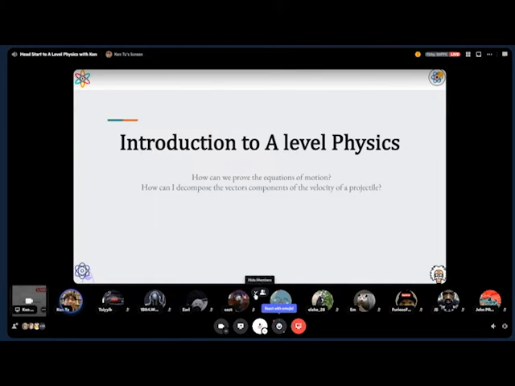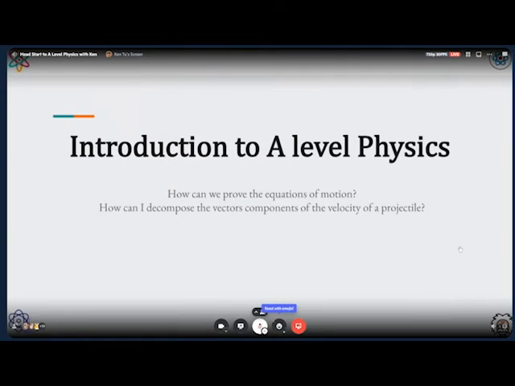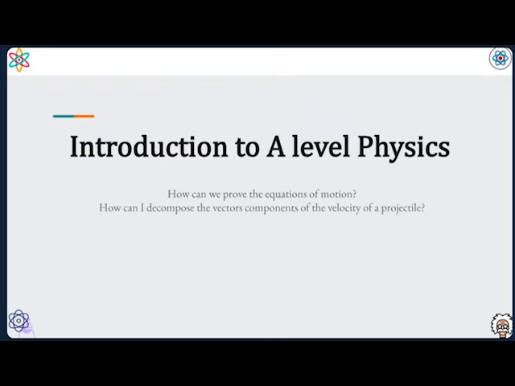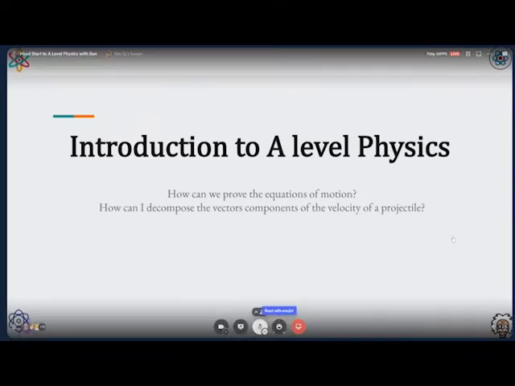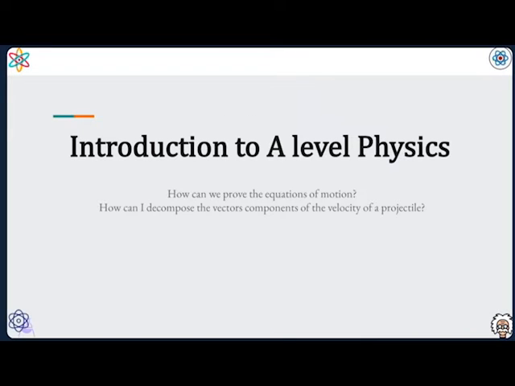Okay, so like I mentioned before, this is going to be an introduction to physics. Today we're going to be proving the equations of motion. These are the Suvat equations, and I'm also going to give you a little bit of introduction into decomposing the vector components of the velocity of a projectile. I just want to ask the chat quickly, is velocity a scalar or a vector quantity?